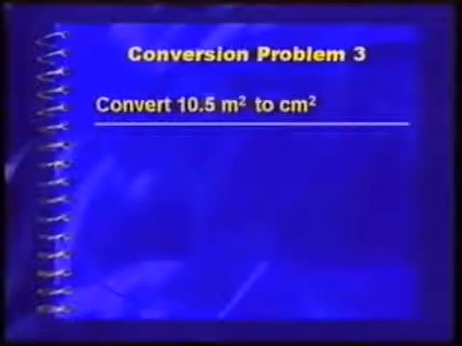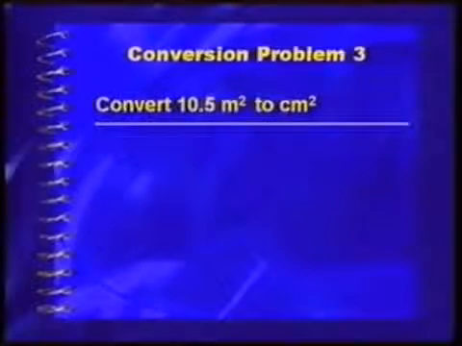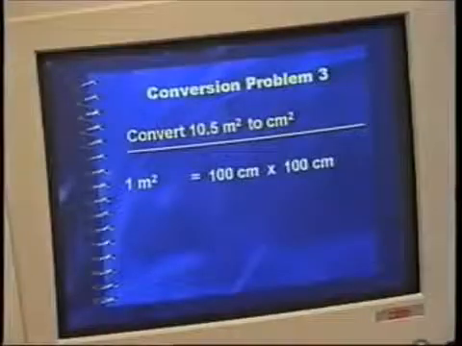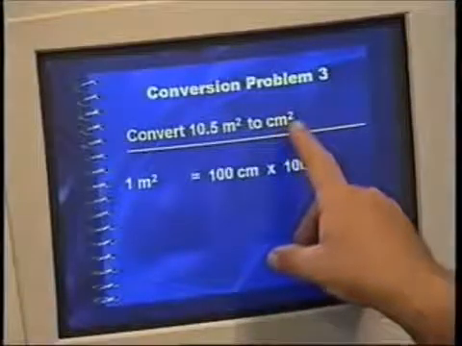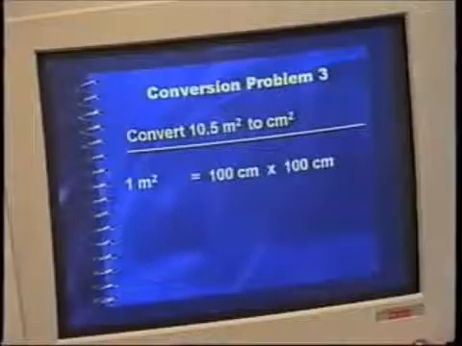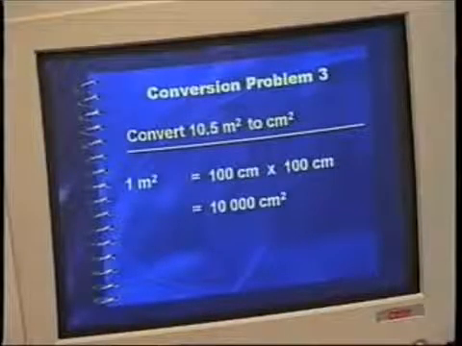Here we go. We've got convert 10.5 square meters to centimeters squared. When you convert squared units or cubic units, there's going to be a slight difficulty. You can't just multiply by 1,000. You have to take into account whether it's a squared unit or a cubic unit. Typical problem here. We've got 1 square meter as 100 centimeters times 100 centimeters, so I'm already changing to the squared there. So that's going to be 10,000 squared centimeters.